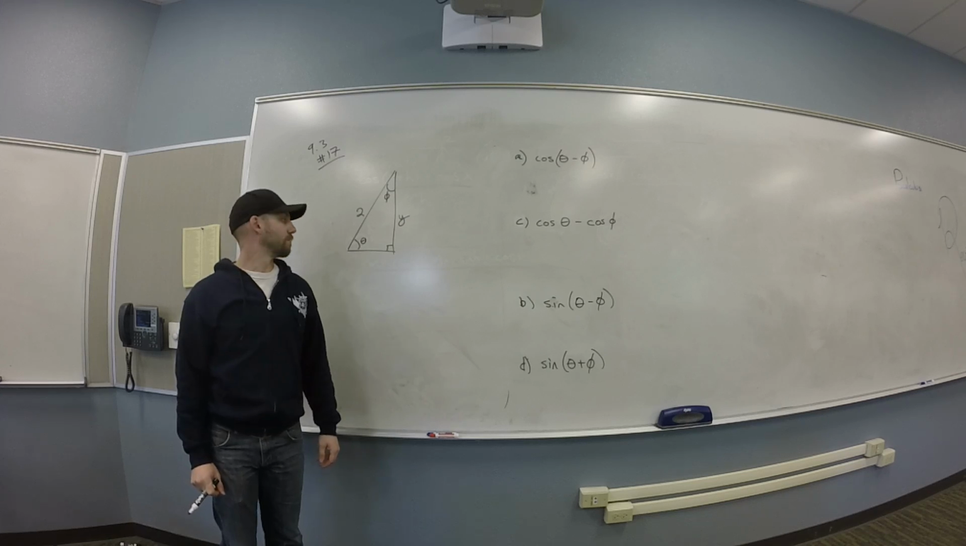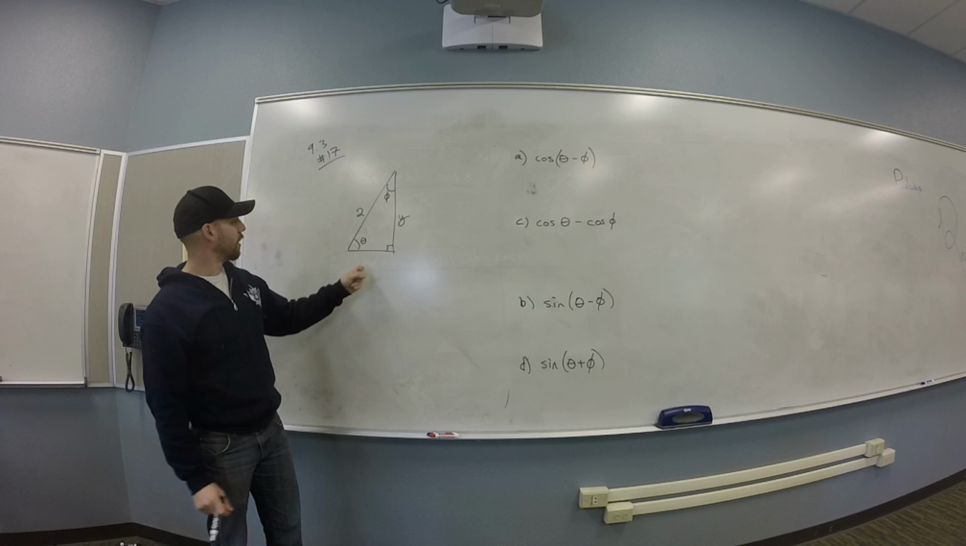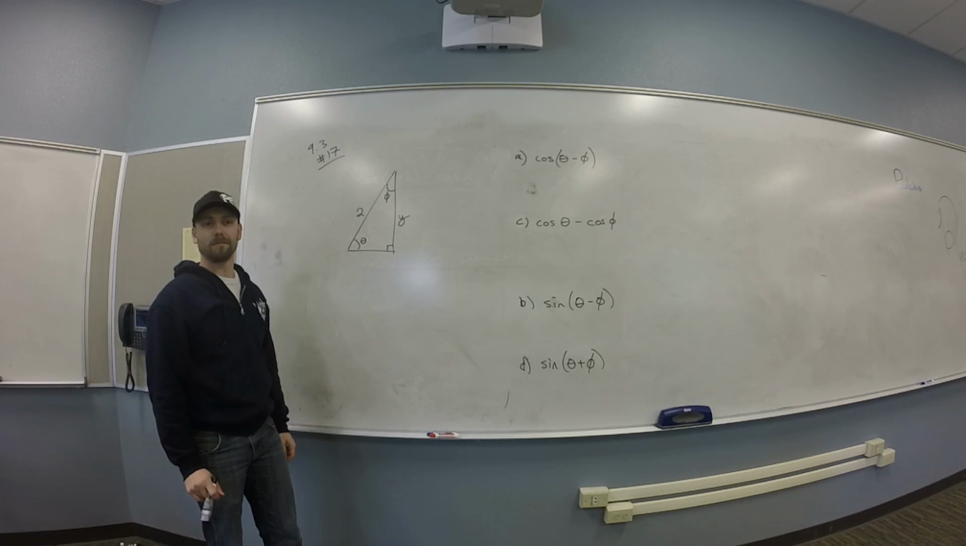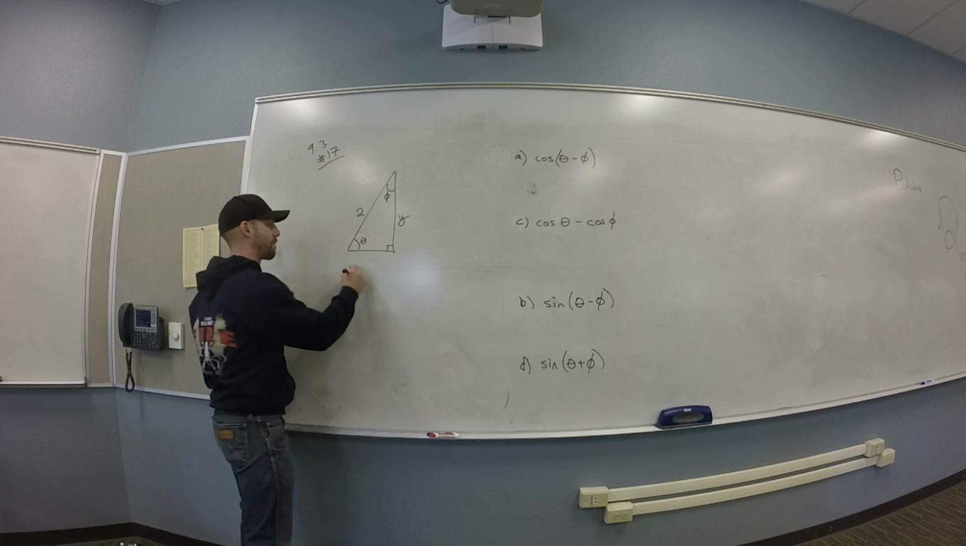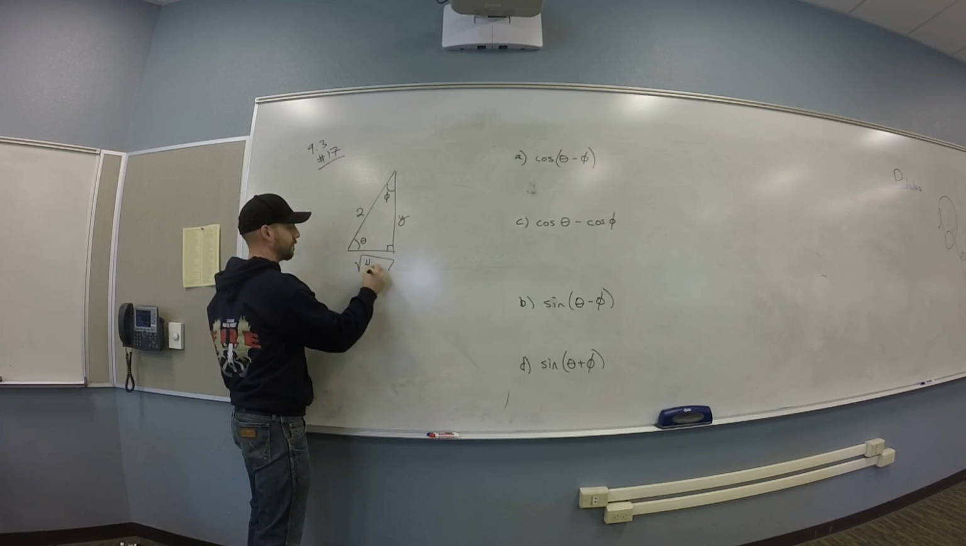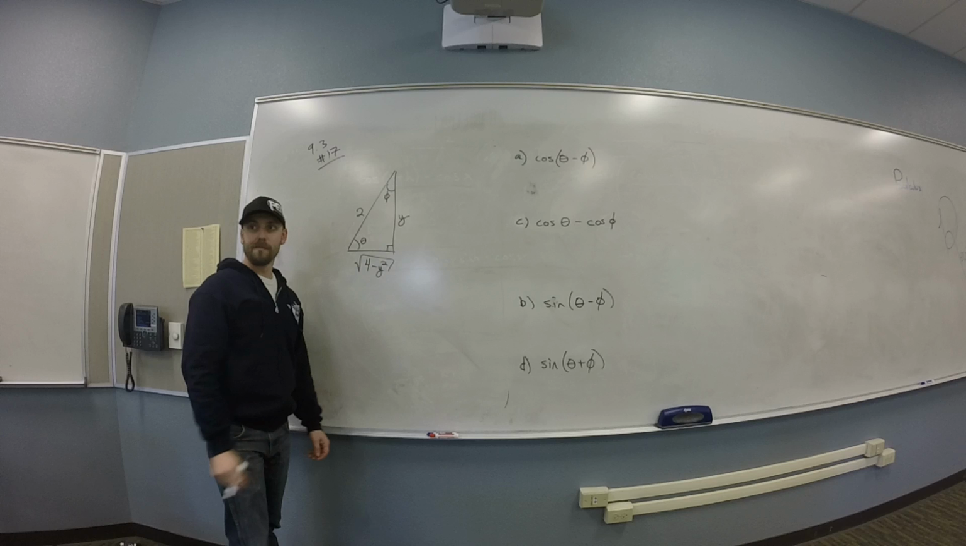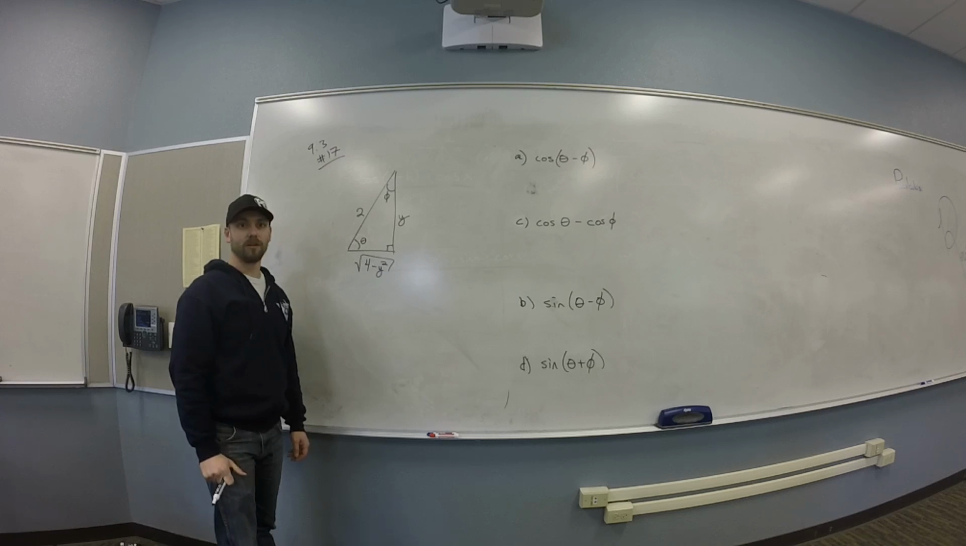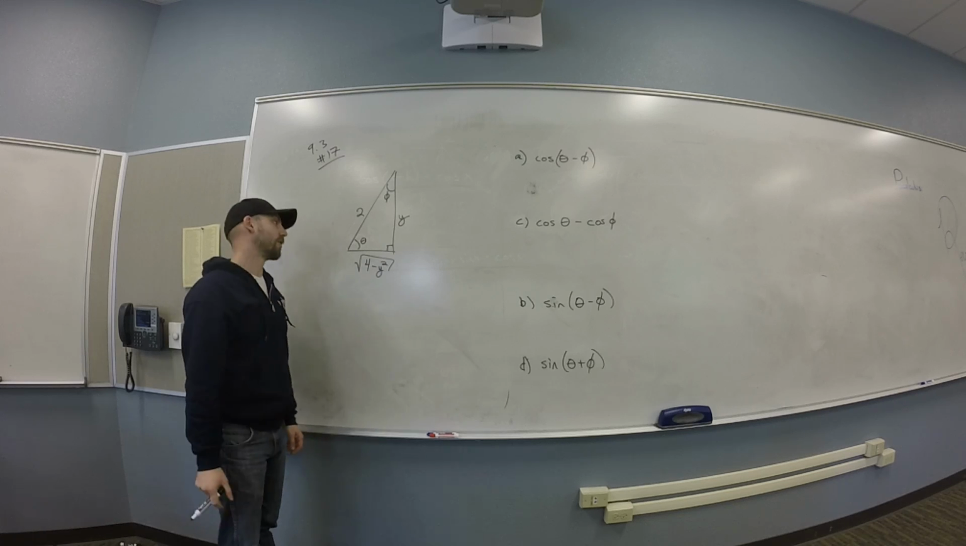Okay, so first things first, what's the other side of the triangle? The square root of 4 minus y squared. Why? Because of the Pythagorean theorem. Why is the Pythagorean theorem allowed on this triangle? Because it's a right triangle.